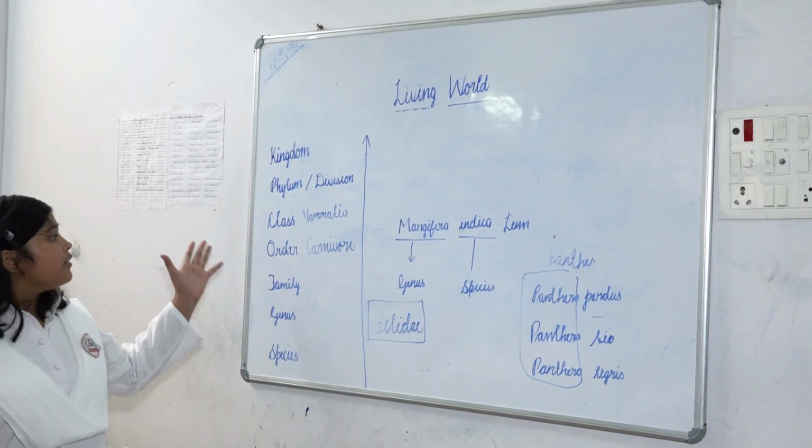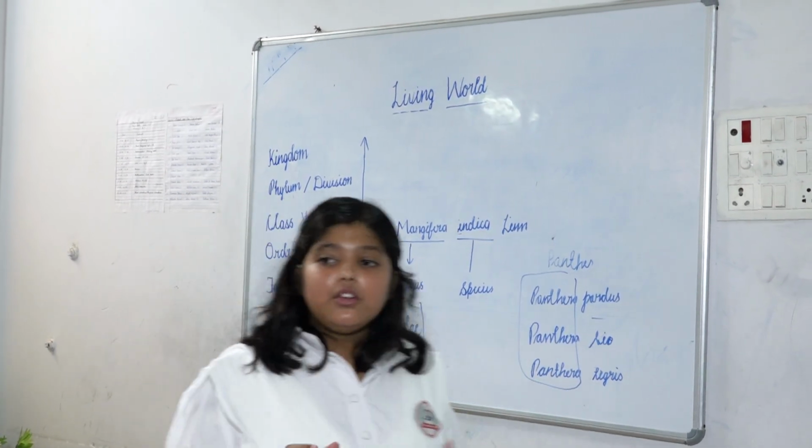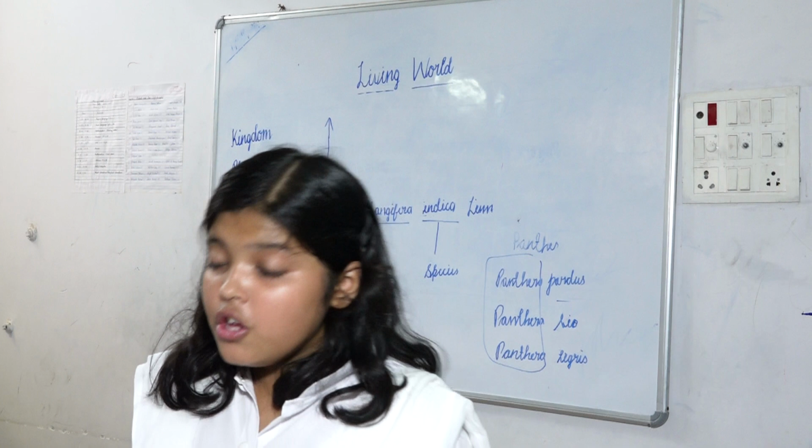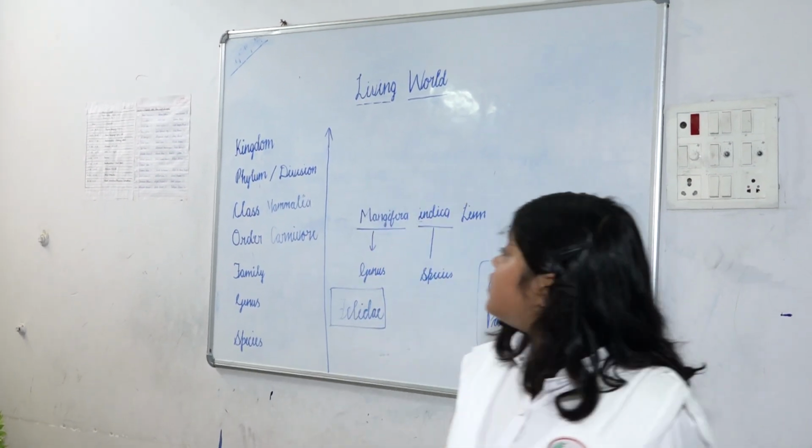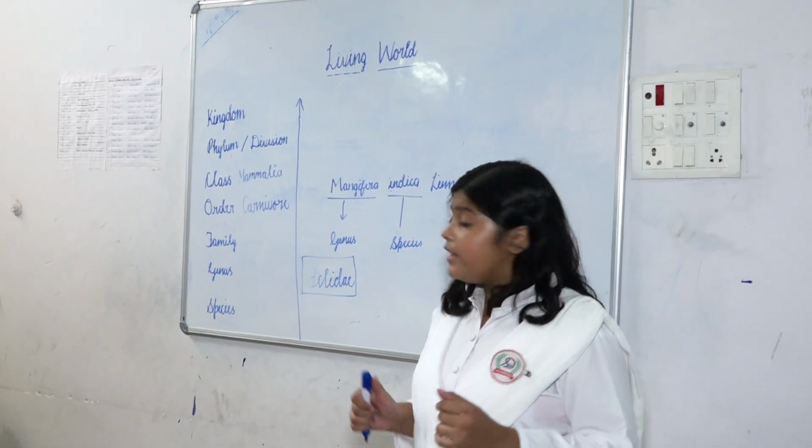Now class is done. Now let us talk about phylum. As we know, in phylum we only talk about animals. So a group of closely related classes of animals is known as a phylum.